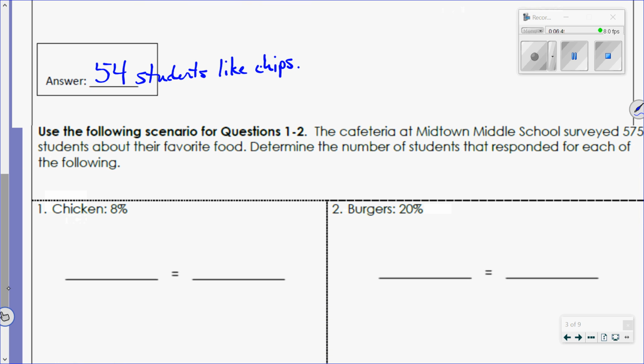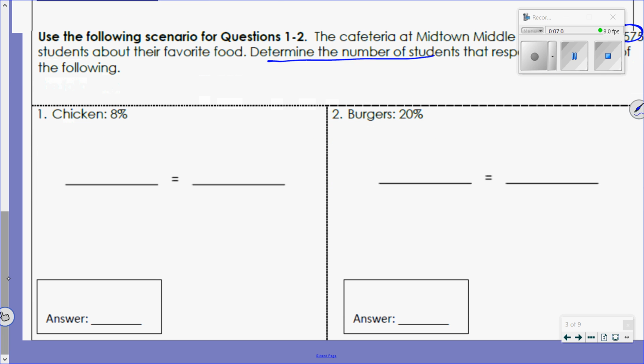The cafeteria at Midtown surveyed 575 students about their favorite food. Determine the number of students that responded for each of the following. First one they gave us is chicken. So we gave you the basic frame, but we didn't put the 100 in yet, so let's do that. So what is my percent? That's our first thing. So 8. Now the other number they gave us is 575. Is that the whole or the part? So that goes where? Bottom.